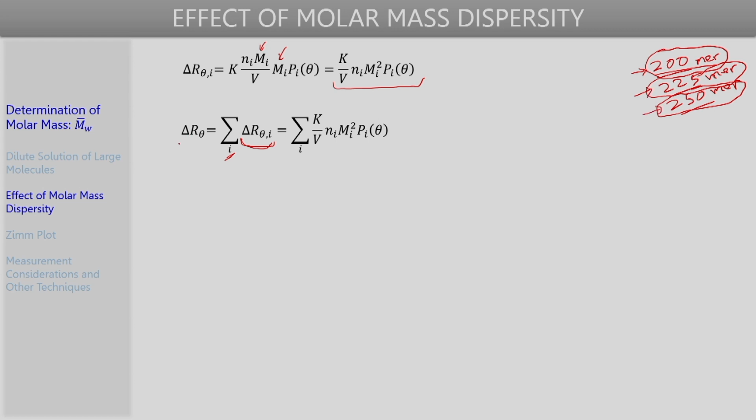So, to get the overall ΔRθ for the entire collection of all the polymer molecules of different chain lengths present, we are just summing over the ΔRθi's, and if we substitute this expression here for ΔRθi, then the summation will be over K by V Ni Mi square Pi(θ).